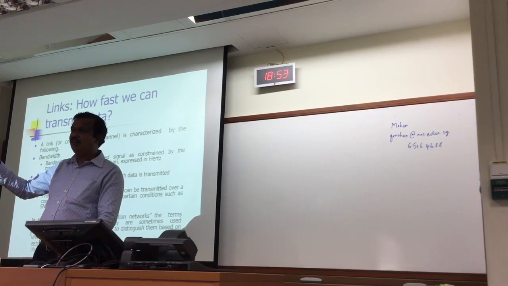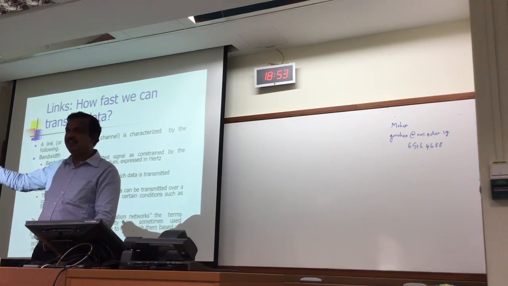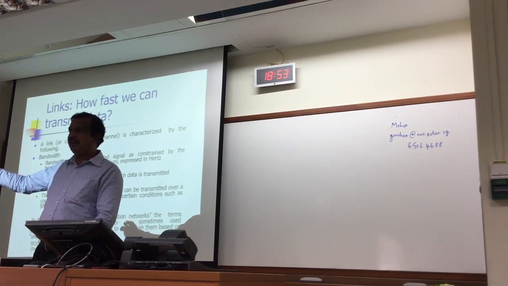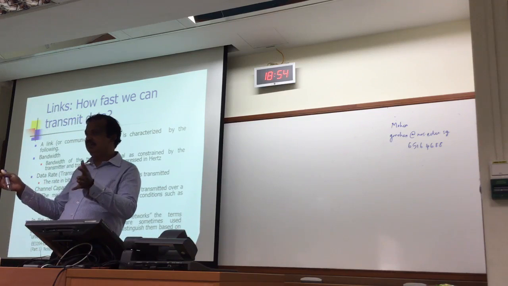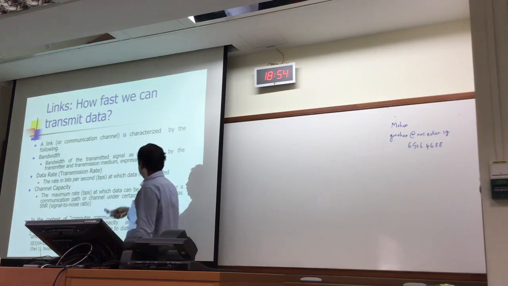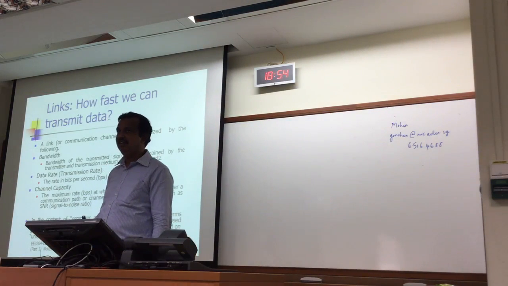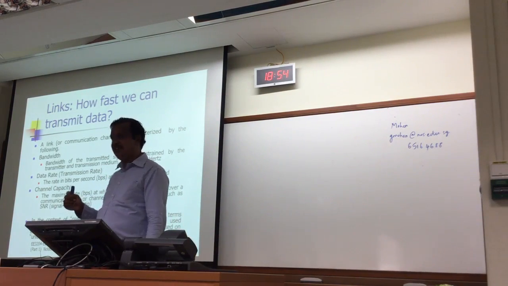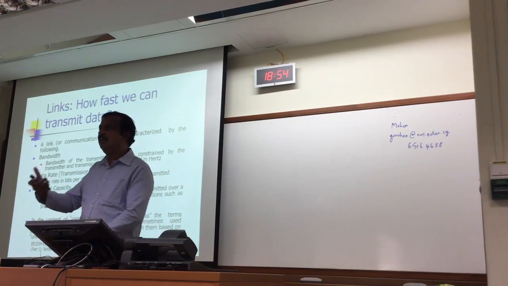So if you want to use the cable TV channel as a link to communicate, then we can use 6 megahertz or 8 megahertz of that channel to transmit. Is that fine? So it is the width of the frequency band which defines the bandwidth of the channel or link. It's measured in hertz. The unit is hertz. And the related term is data rate. That means if you have higher bandwidth, usually we should be able to send at a higher rate.